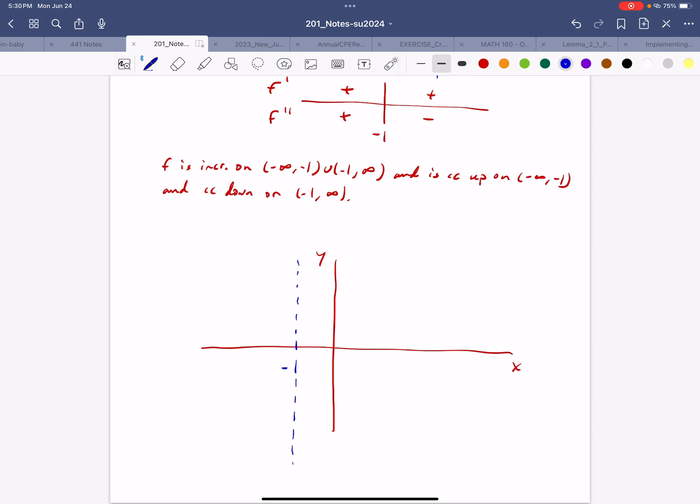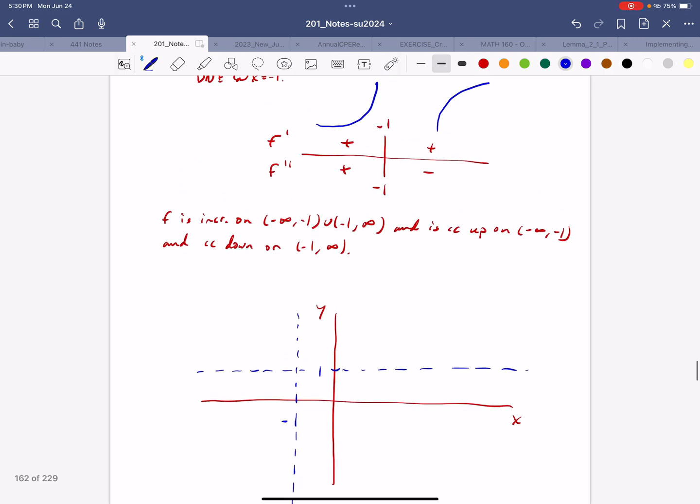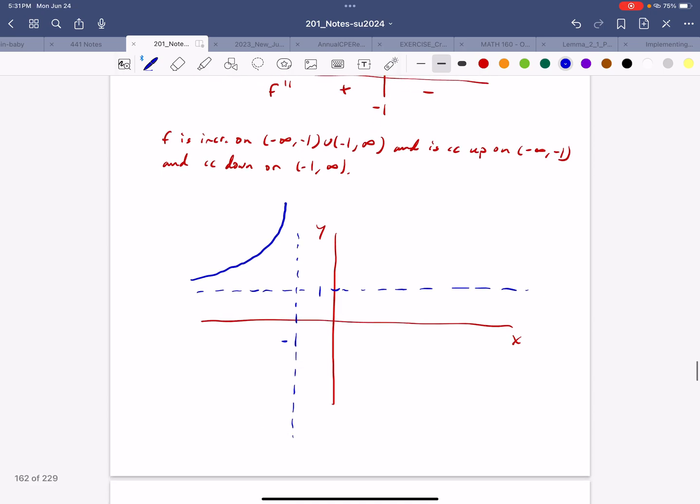Right? We also know that we have a horizontal asymptote, y equals 1. So with these constraints, we want to sketch our curve. Looking at this, I think our curve is going to do something like that, and then something like that. And that is our curve, y equals f of x. Okay? So that's how you sketch a curve.